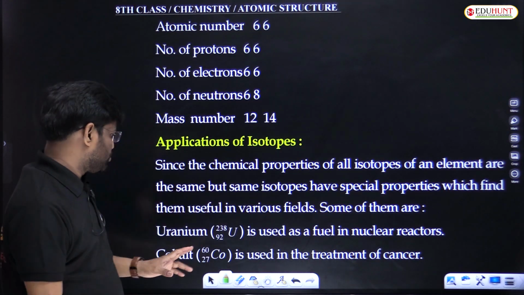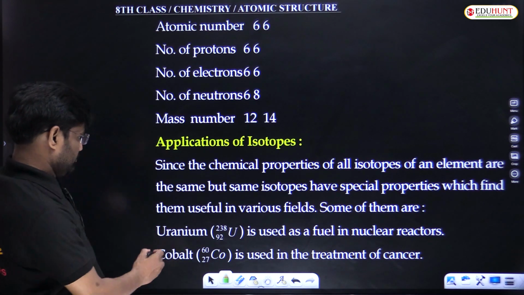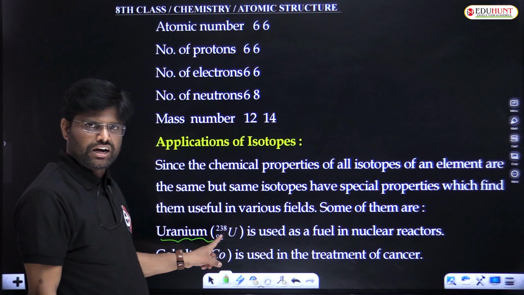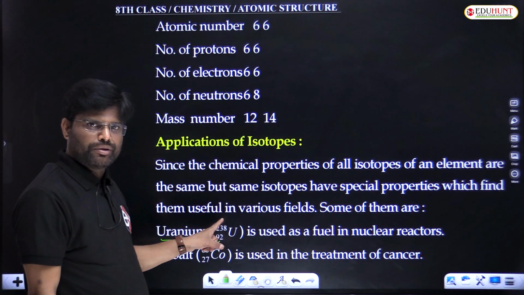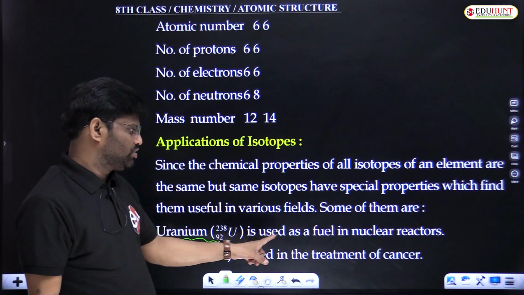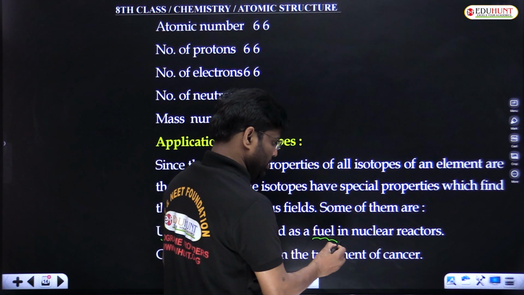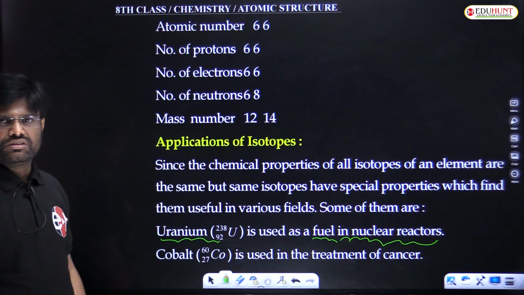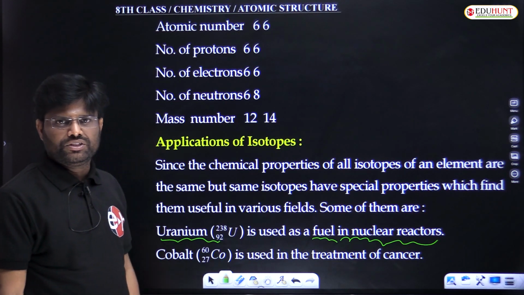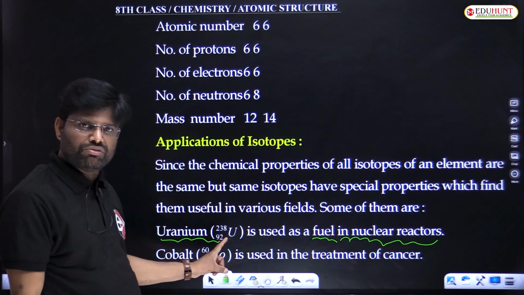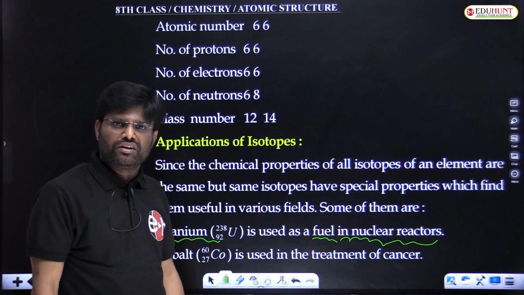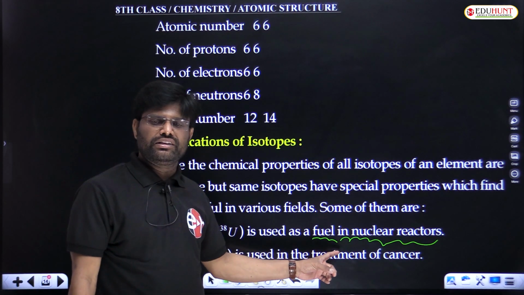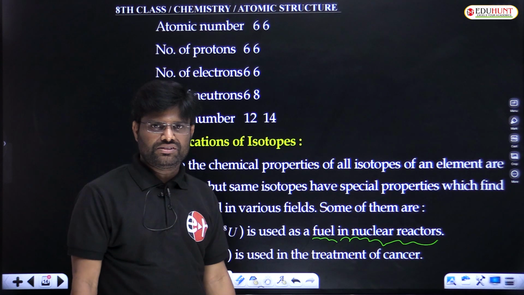Now the applications of isotopes. Uranium 92-238, with atomic number 92 and mass number 238, is used as fuel in nuclear reactors. This is one of the isotopes of uranium, used as fuel in your nuclear reactors.